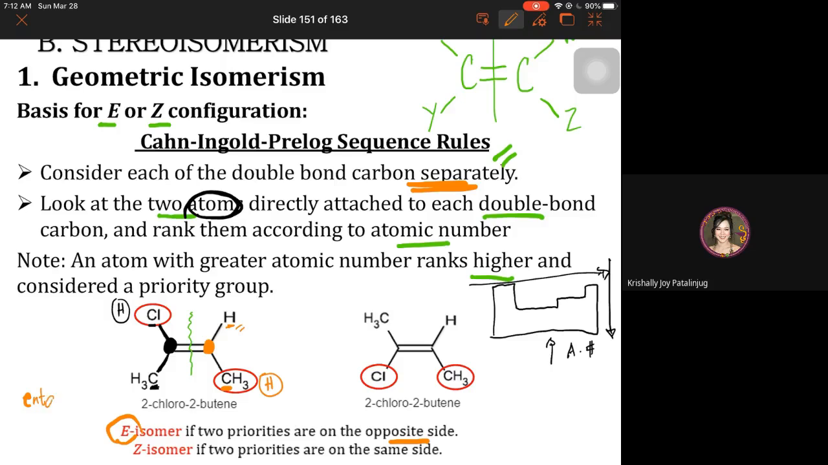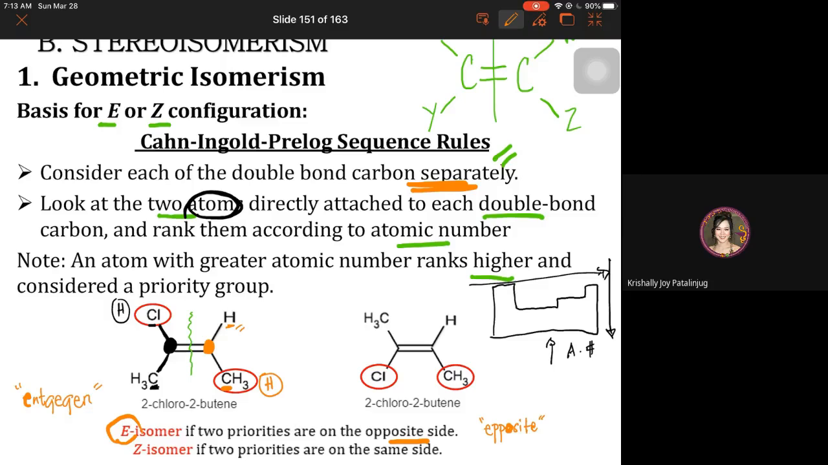Entgegen. This is a German word. Entgegen means opposite. Okay, opposite. So to make it easy to remember, E isomer, the priority groups are on the opposite side. You pronounce opposite as epicet. So that you won't forget. That is what I do when I memorize geometric isomerism. For an E isomer, the priority groups are on opposite sides.